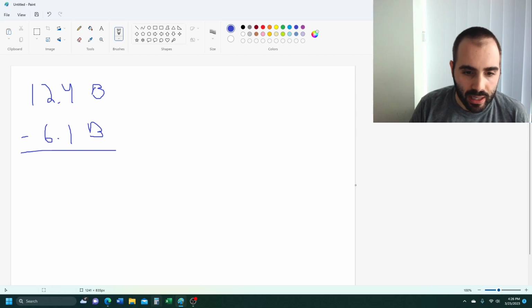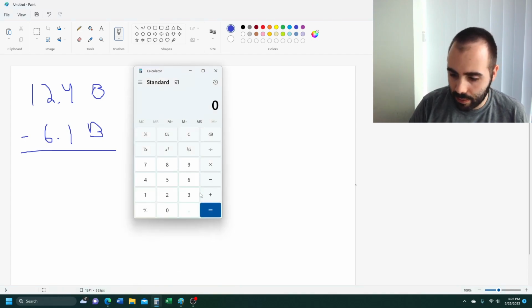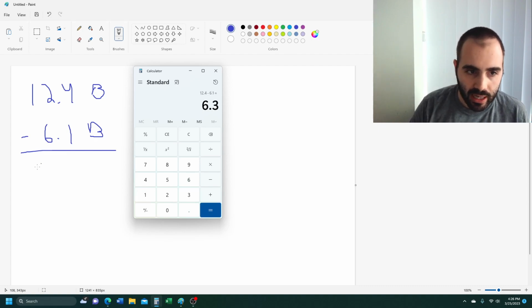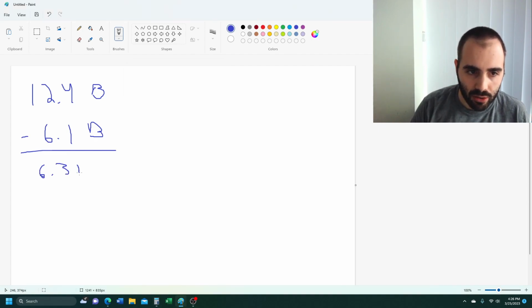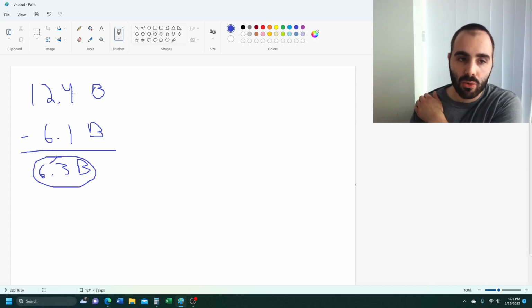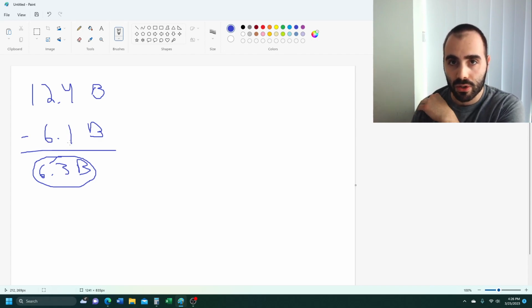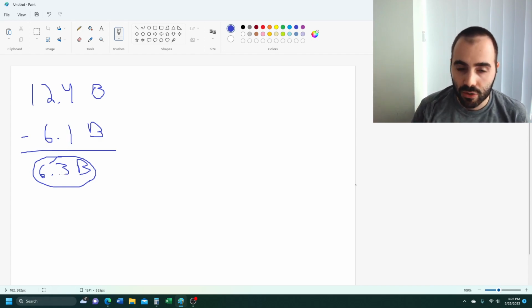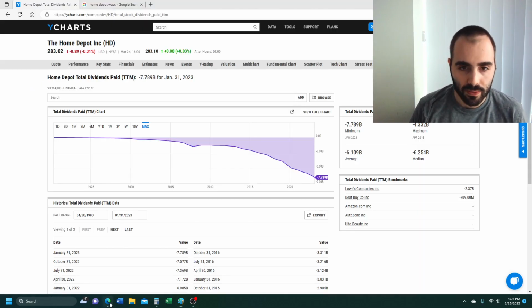This means that over the last 5 years, on average, Home Depot, 12.4 minus 6.1, has retained $6.3 billion per year and reinvested it back into its business. It's made $12.4 billion in free cash flow. It's paid $6.1 billion out to its shareholders, and it's retained $6.3 billion per year over the past 5 years.